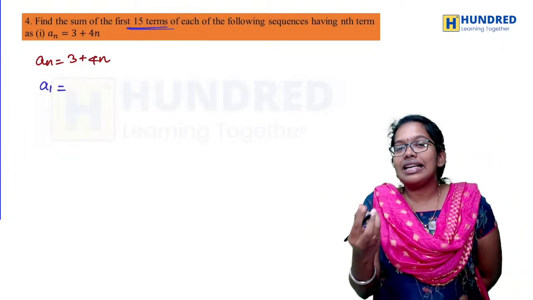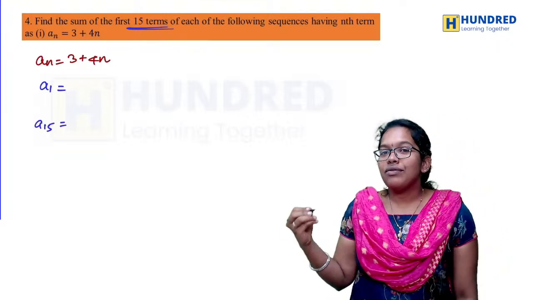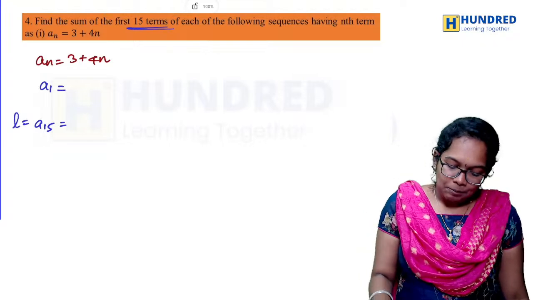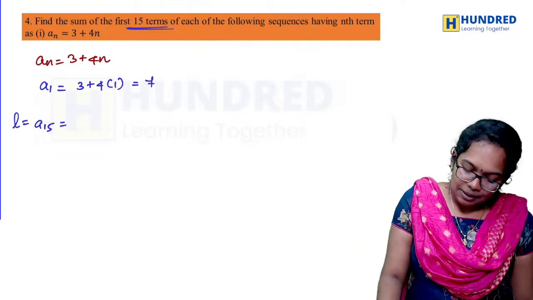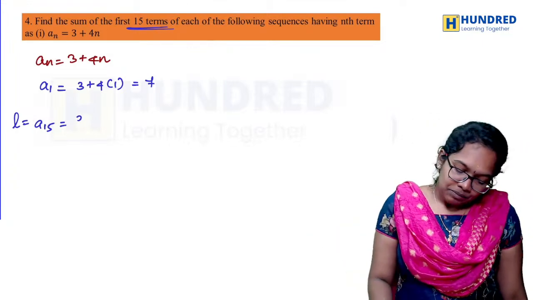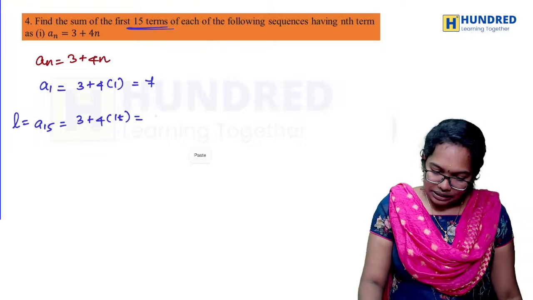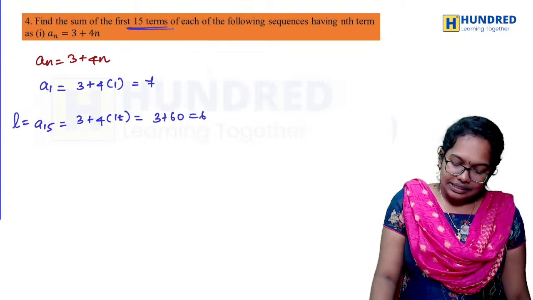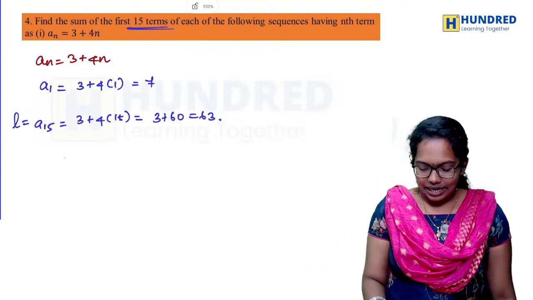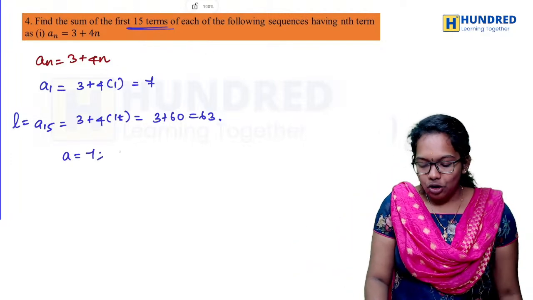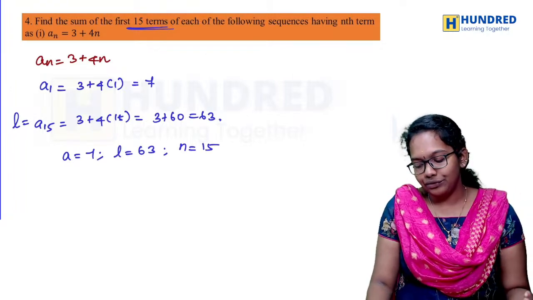So you can easily find the a1 value and the a15 value. a15 will be the last term, right? a1 is 3 plus 4 into 1, which is 7, and a15 will be 3 plus 4 into 15, which is 3 plus 60, which is 63. So we know the first term, a is equal to 7, the last term L is 63, and you also know n, which is 15.